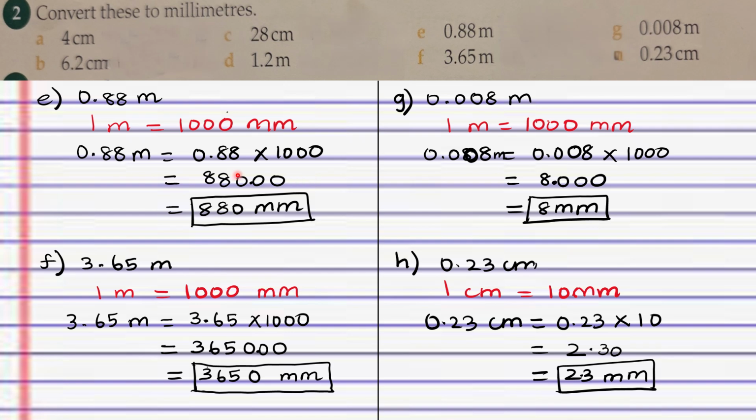Okay, so without decimal point, just multiply the numbers alone. 88 into 1000 is 88,000. After the decimal point, we have two numbers, right? So from the last, we need to leave two numbers. So final answer is 880 millimeter.